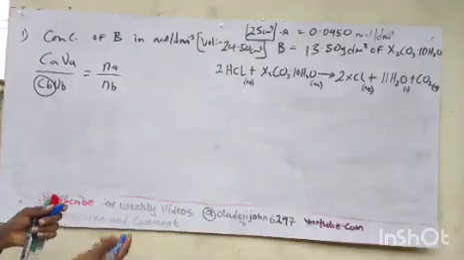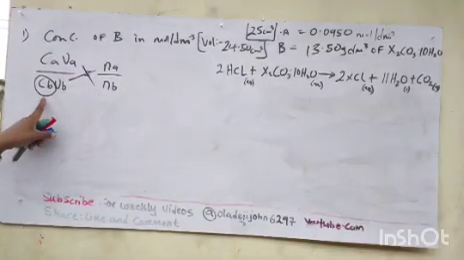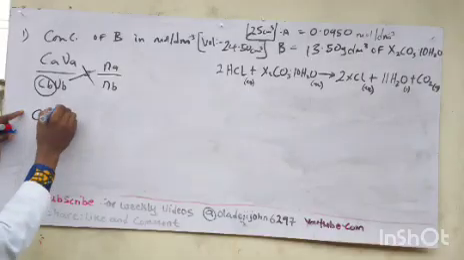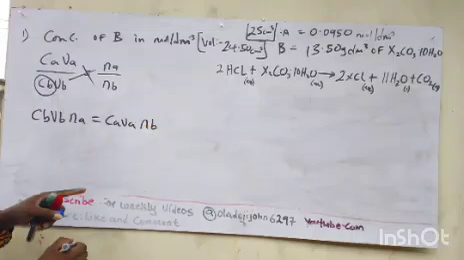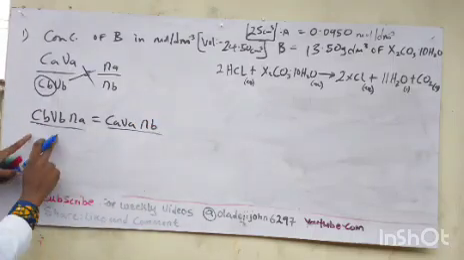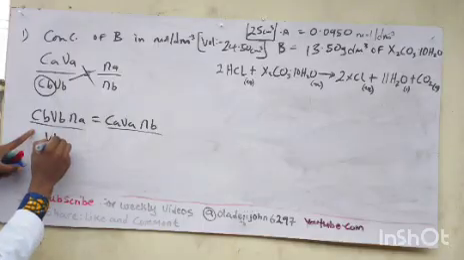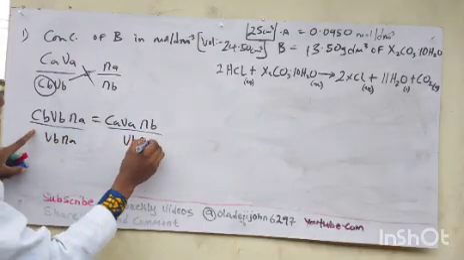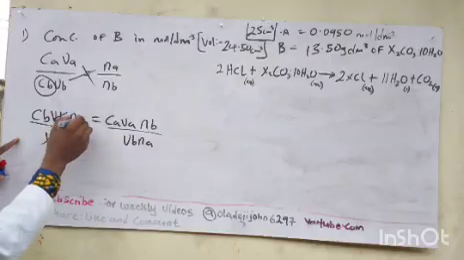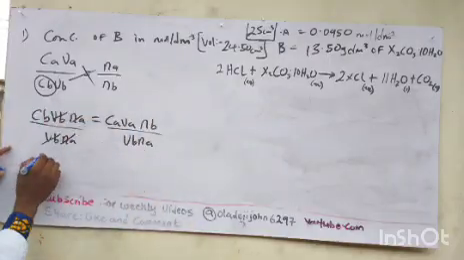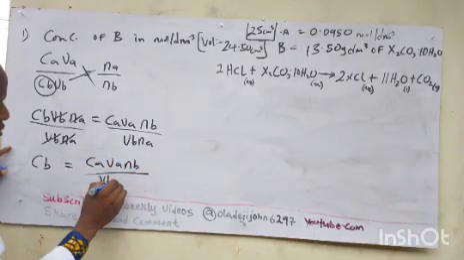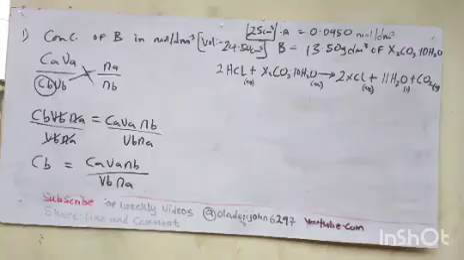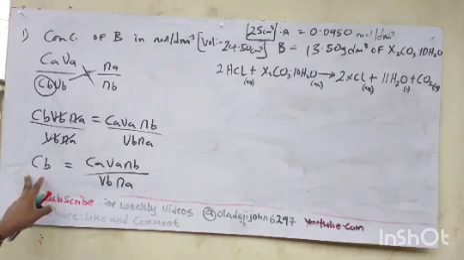We are halfway done. Making Cb the subject of the formula, we have CbVbNa equals CaVaNb. So you divide through to eliminate what is disturbing, that's VbNa on both sides. So this cancels out. Our concentration of base now, Cb, equals CaVaNb over VbNa. Now, with this, we are done solving. We just insert the values of what we have.